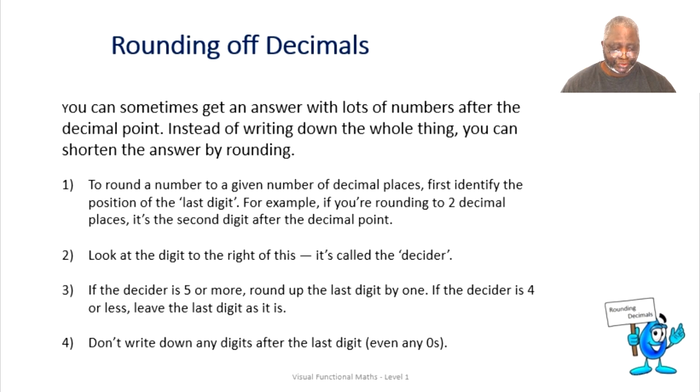Look at the digit to the right of the digit you're rounding to, and it's called the decider. If the decider is 5 or more, you round up the last digit by 1. If the decider is 4 or less, leave the last digit as it is. Don't write down any digits after the last digit, not even 0. Let's look at an example.